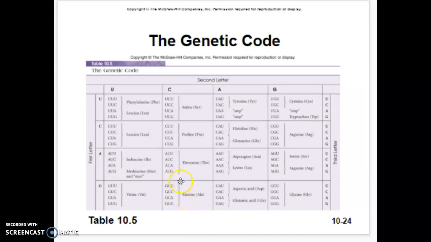I do want to point out that in many of these cases, like in threonine's case, the first 2 letters are the same. It doesn't matter what the third letter is. This kind of gives us some mutation insurance, because if that third letter is mutated in the DNA code, it's not going to change the protein. It's going to end up being the same amino acid at that point. So that's the genetic code.